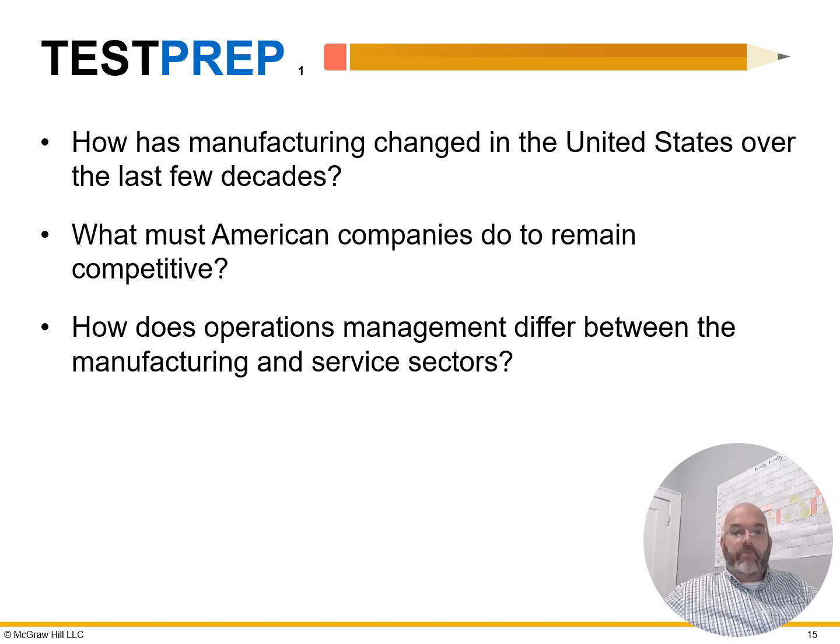Okay, so how does operations management differ between manufacturing and service sectors? Manufacturing, it's really looking at taking raw materials, so your human resources, parts, supplies, tools, and then turning that into goods. In the service sector, you're looking on creating an experience for using the service.